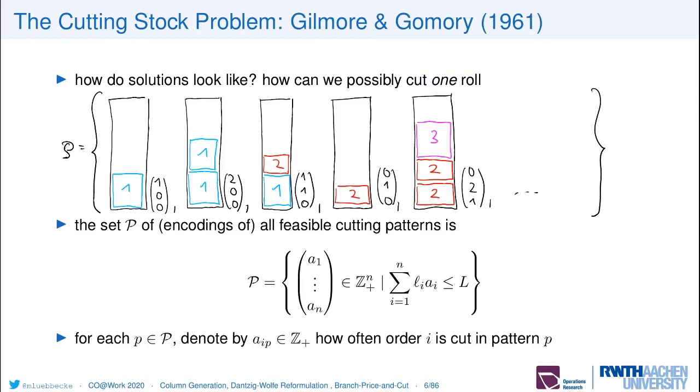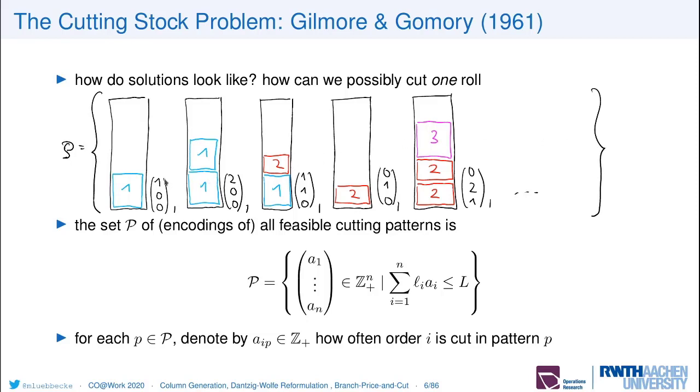Very nice. So let's look at solutions. How do solutions look like? What I did here is enumerate all the possible ways how I could cut one row into pieces, into orders. So I could, well, only cut the first order once, or cut the first order twice, or cut once the first order and once the second order, or only once the second order, or twice the second order and once the third, and so forth. This gives me a large number of possibilities how I could feasibly cut one row into orders.